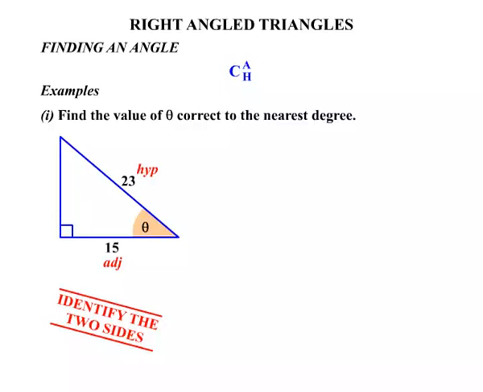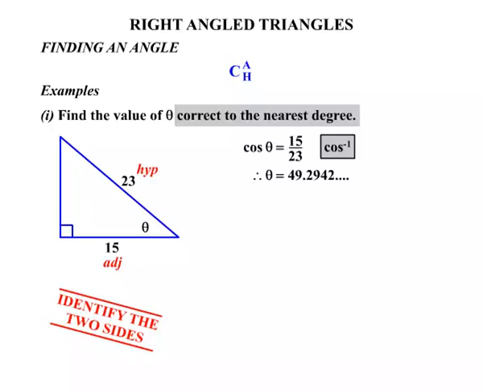So we're trying to find theta. We're using cos, so we write cos theta, and that equals the adjacent over the hypotenuse. So 15 on 23. Now, because we're finding the angle, rather than just press cos, we'll need to get rid of that cos by pressing the inverse cos. So that might be one button on your calculator, or you might need to press shift cos. In any case, we get that theta is 49.2942, and that's degrees. But we now need to round off, correct to the nearest degree. So 49.2, etc. rounded off to the nearest whole number. Simply, theta would equal 49 degrees there.